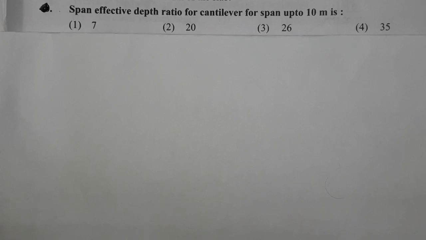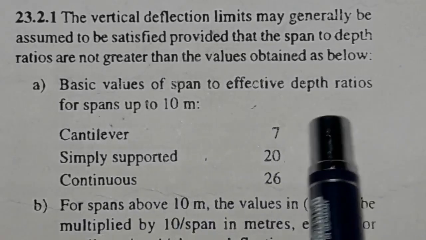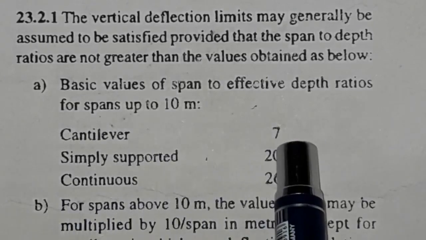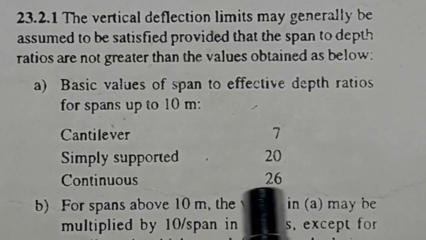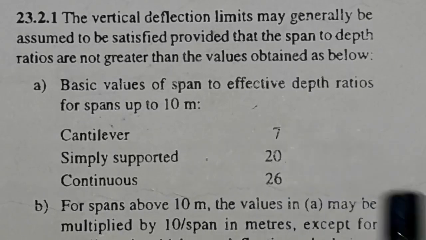Next question. Span effective depth ratio for cantilever for span up to 10 meter is. Now again, to have the correct answer, we will have to refer IS 456, and we will have to go for control of deflection. Basic values of span to effective depth ratios for spans up to 10 meter are: cantilever, the ratio should be 7, simply supported beam it is 20, and continuous it is 26. So the correct option for this question is option number 1.